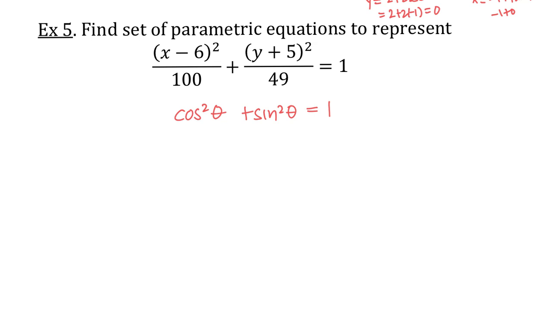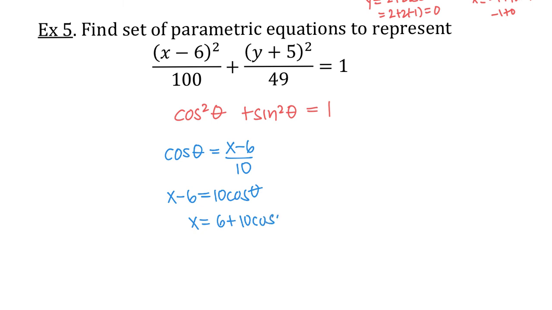There's more than one way to represent this. But if I go with this one, if this is representing cosine squared, then I'm going to think about what cosine must equal. If that is squared, then cosine must be x minus 6 over 10 because 10 squared is 100. Then I just want to rearrange this so I can solve for x. So I'll multiply the 10 to the other side. So x minus 6 equals 10 cosine theta, and x equals 6 plus 10 cosine theta. Keeping in mind this is not unique and there's more than one way to do this.